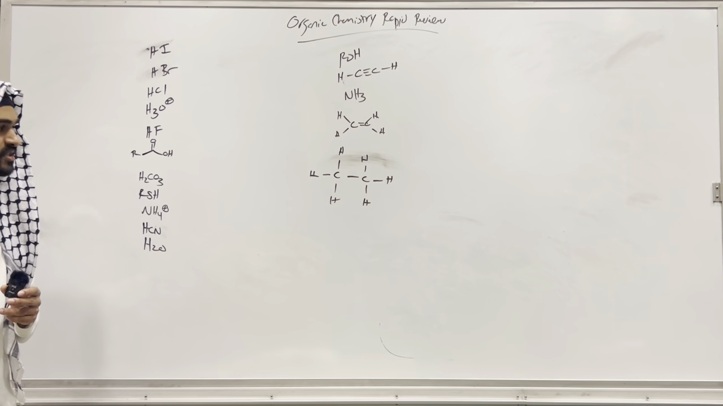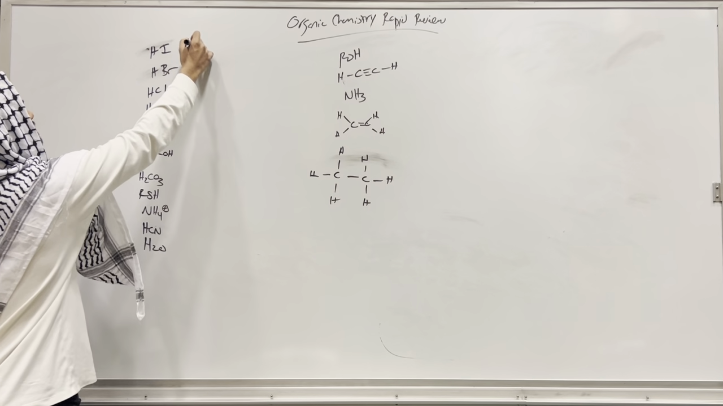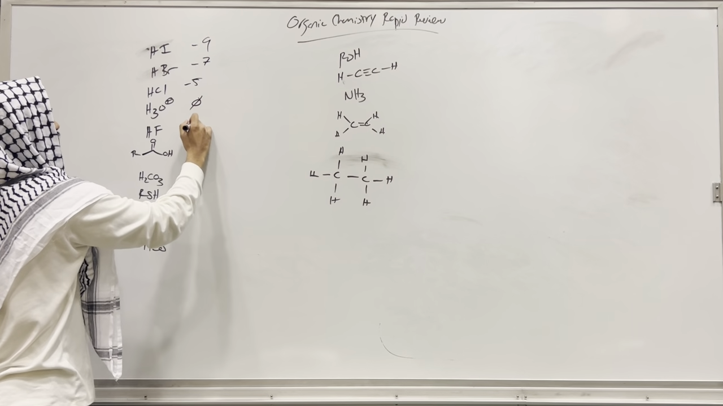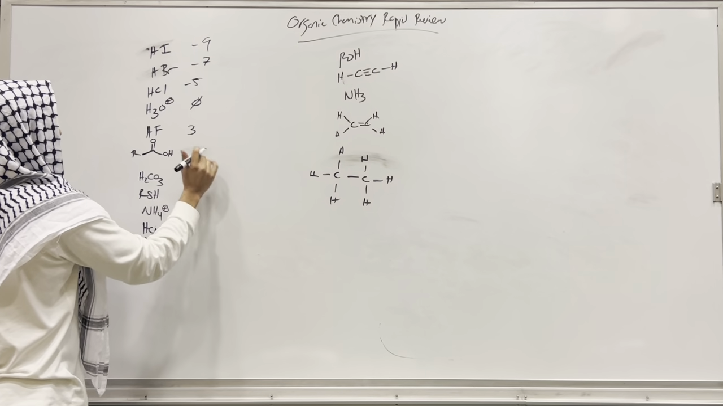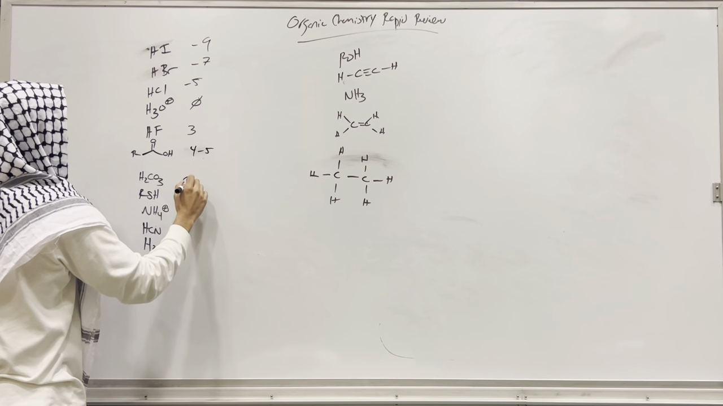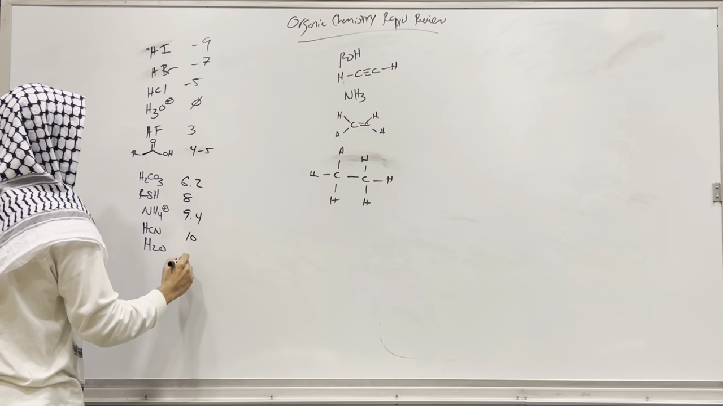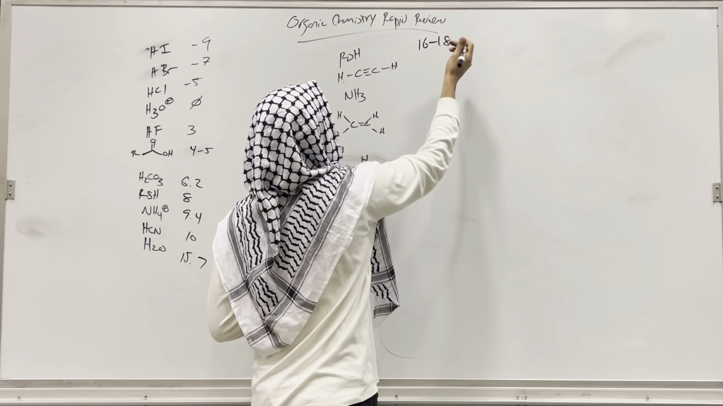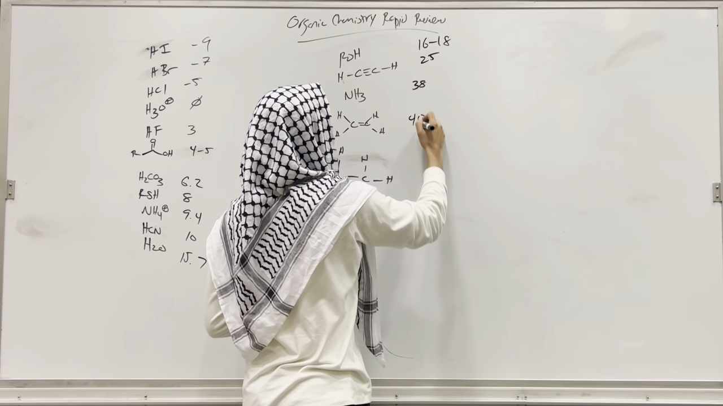So these are the acids, and these are their pKa's. Negative 9, negative 7, negative 5, 0, 3, 3 to 4, no, sorry, 4 to 5, 6.2, 8, 9.4, 10, 15.7, 16 to 18, depending on the size of the alcohol, 25, 38, 40, 50.